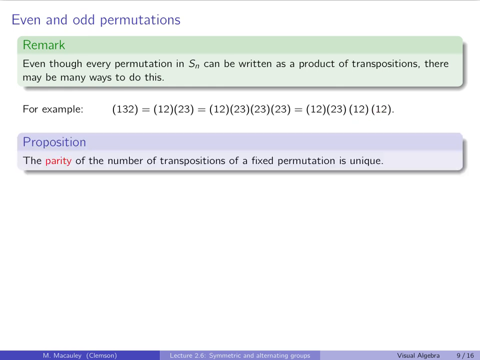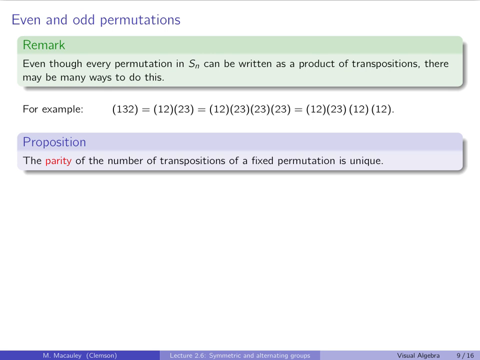However, the parity, that is whether it's even or odd, of the number of transpositions of a fixed permutation is unique. So 1, 3, 2, there's many ways to write this. Like with 2 transpositions or with 4, we can do it with 6, but we can never do it with 3. I will not prove this here. It can be proved using elementary methods. It's a bit notationally messy, and I don't think all that insightful.